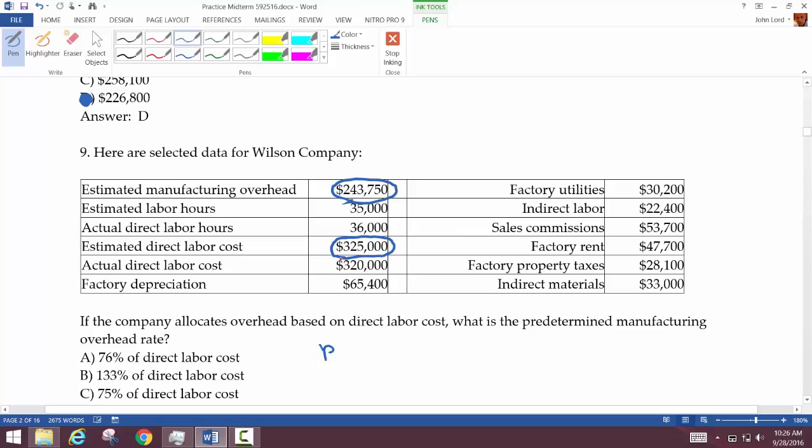And then you're going to go ahead and divide that by the estimated direct labor cost. The dollars are the driver here, right? Okay, good. So you're going to get the predetermined manufacturing overhead rate by taking the 243,750 and dividing it by the 325,000. And what are you going to get here?